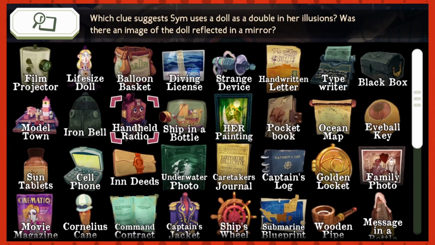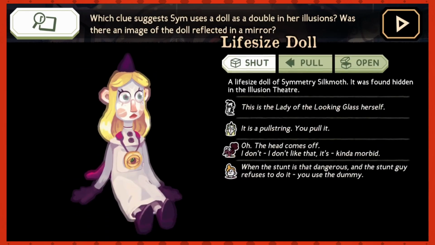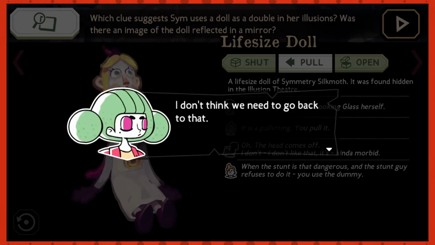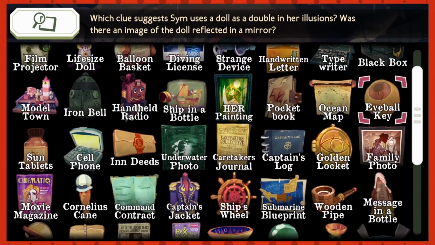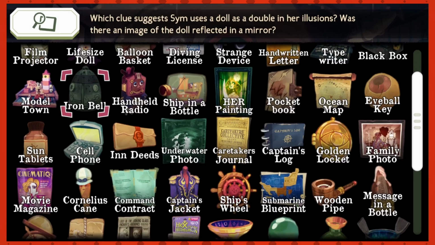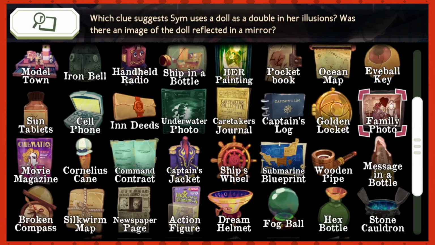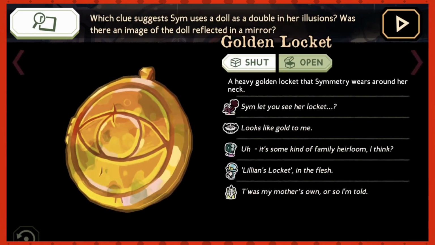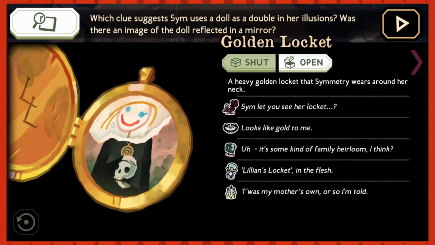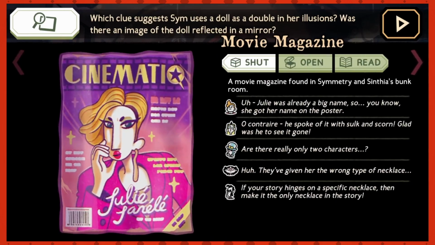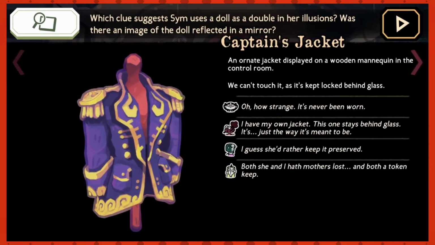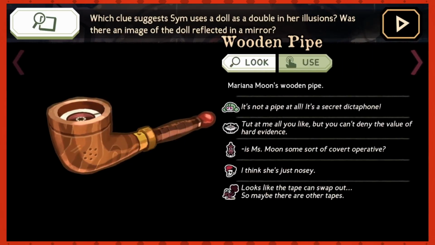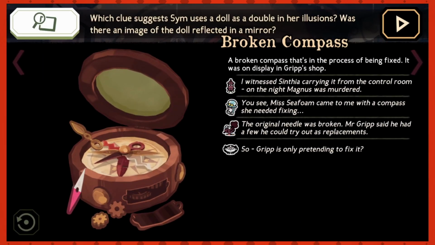In a mirror? Which clue suggests Sim uses a doll as a double in her illusions? Was there an image of the doll reflected in a mirror? I don't think we need to go back to that. No, so what are you referring to now? Handheld radio. Sun tablet, cell phone, underwater photo. Certainly not this. What mirror? I'm genuinely not sure what they're referring to right now.